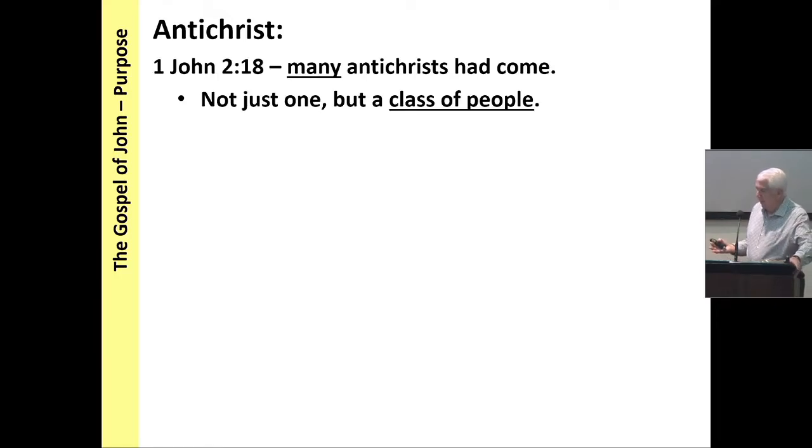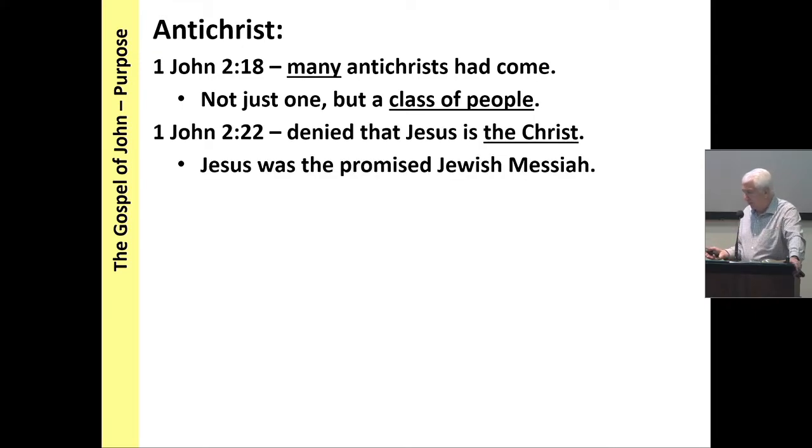1 John 2:18 says that there are many antichrists had come, not just one. So there's a class of people John is describing as antichrist, not just one person, and not just in the future, but already in John's time. Chapter 2, verse 22, they denied that Jesus is the Christ, the Messiah. That's exactly what John said he'd written his gospel to prove. But they didn't agree with it.